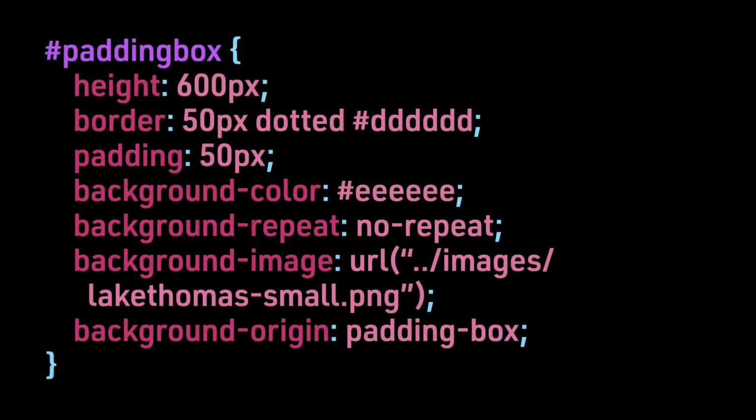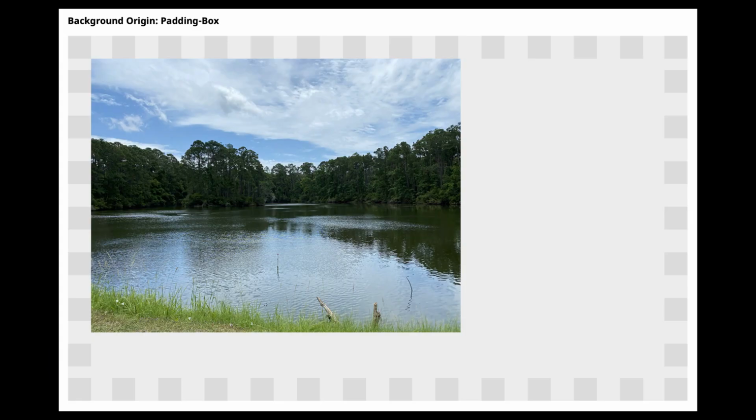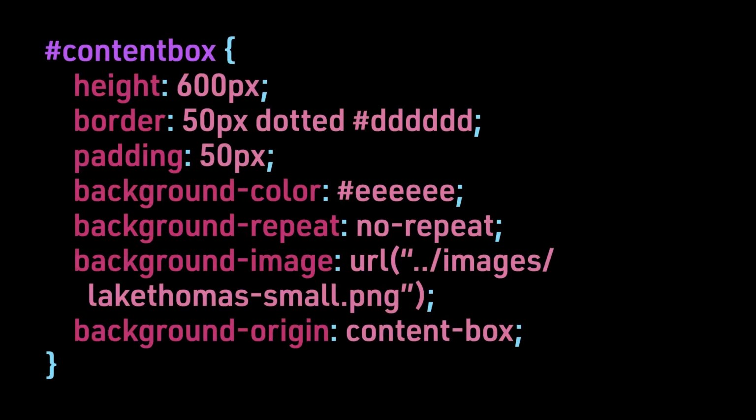With padding box, the image will be positioned at the inner edge of the border, and it would look like this. And finally, because we have added 50 pixels of padding using the content box, we'll have the image begin where the content is inset because of the padding. See the result here.